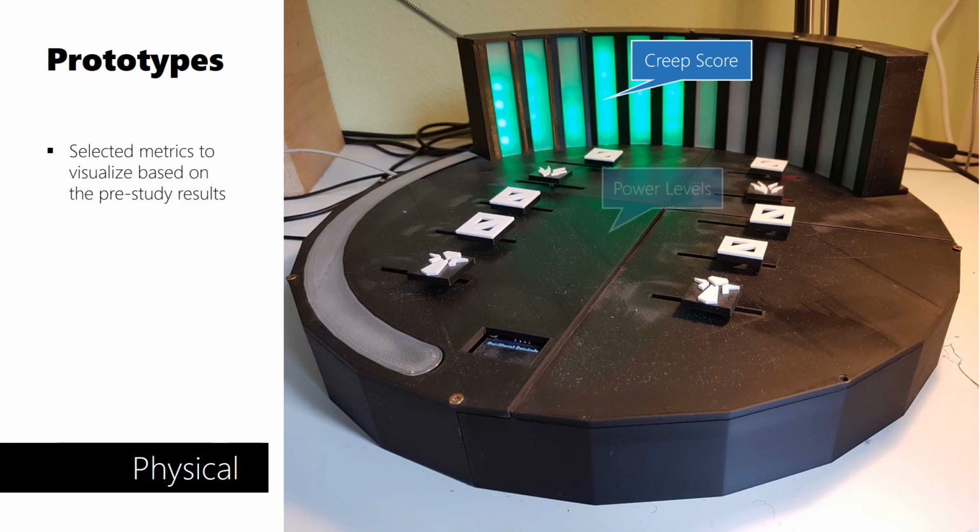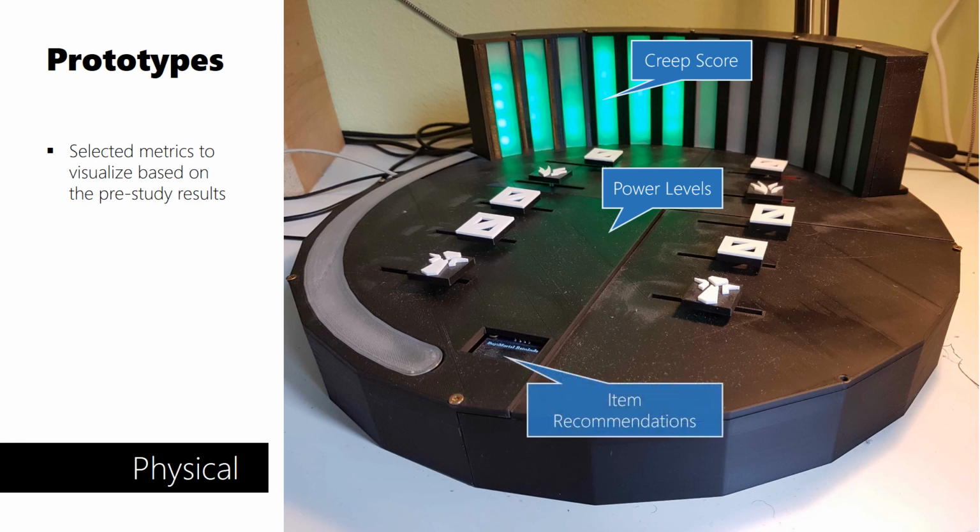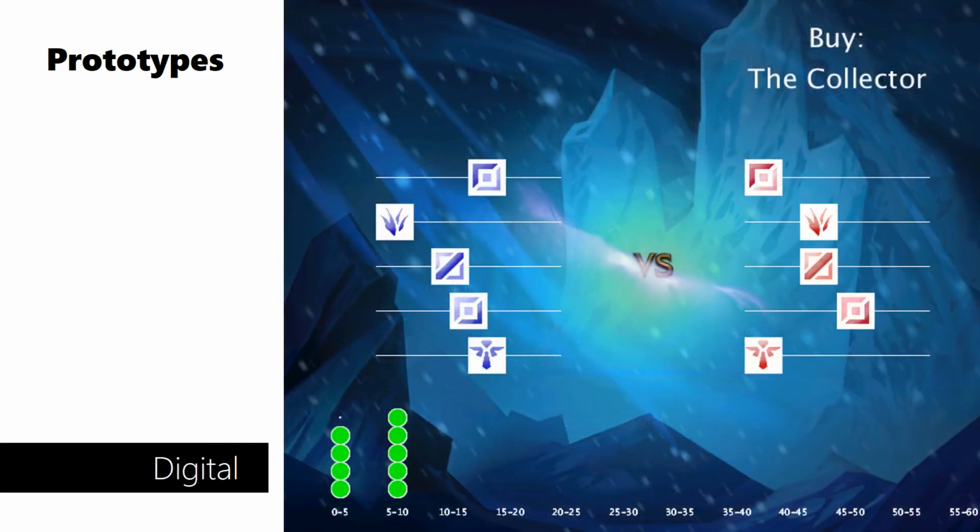At the base of the prototype, 10 sliders represent what we called the champion's power levels. These are calculated from different metrics, and through this data the player becomes aware of which champions are strong or weak and whether it makes sense to fight a certain champion or not. A small screen in the front of the base shows a recommendation for an item that the player should buy at the current point in time. And lastly, on the left side of the prototype, LEDs will light up when new data becomes available. The digital prototype shows exactly the same information on a second screen.